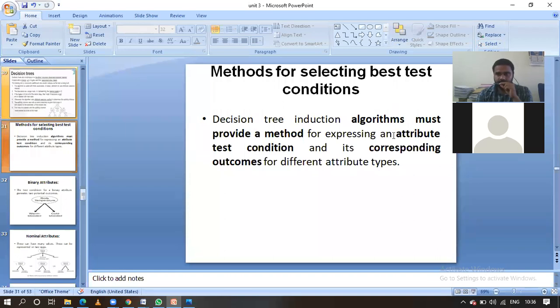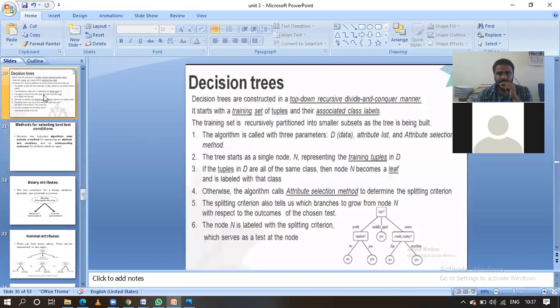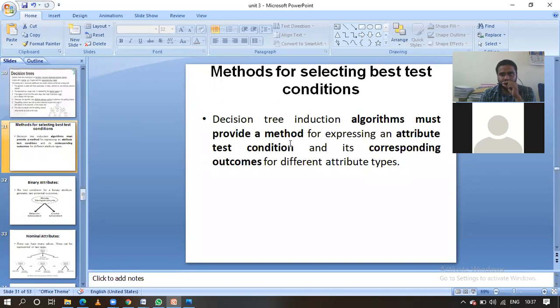Okay, in the previous class, we discussed the decision tree algorithm. In the construction of the decision tree algorithm, which one plays a very important role? That is selecting the split attribute. The attribute selection method plays a very important role. In addition to that, the representation of the outcomes related to the attributes also plays an important role. How are we going to represent the outcomes of the test condition related to the attribute? Let us see.